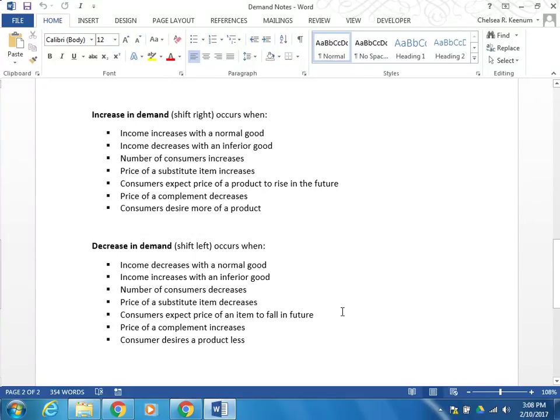Consumers expect the price of an item to fall in the future. So if something's really expensive right now, but they think maybe in a couple months the price is going to lower, they're not going to buy it right now, so the demand for that's going to decrease.